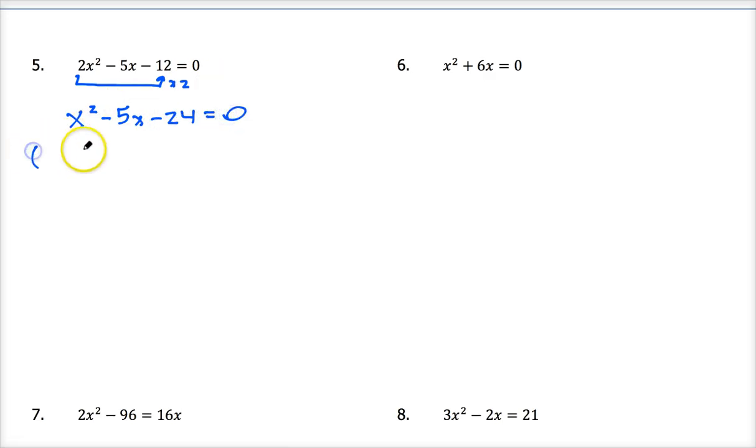Okay, let's think about how this one would factor. So we need factors of negative 24 that combine to get a negative 5. And for this problem, that would be a minus 8 and a plus 3. And because we slid the 2 over, we now have to divide by the 2 as well. So we'll divide here and here. And then this becomes x minus 4 times the quantity 2x plus 3.